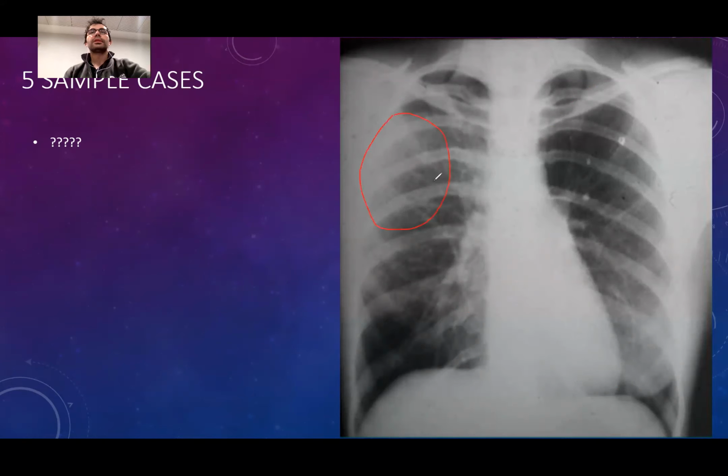So there is definitely some increased density over there, like we're going to try to name it. Also some increased density on this side and not on this side. So can we try to evaluate what's going on here?